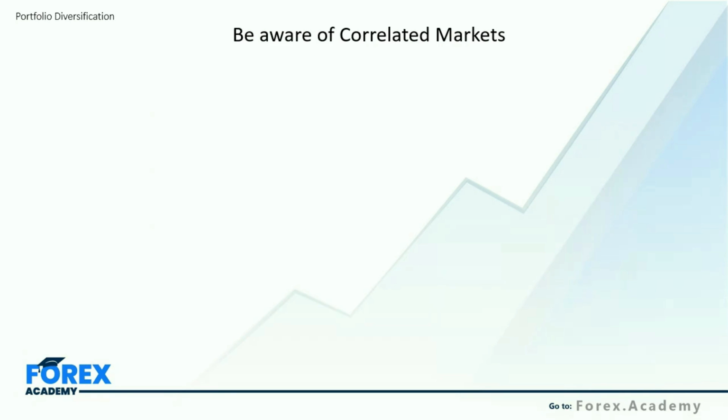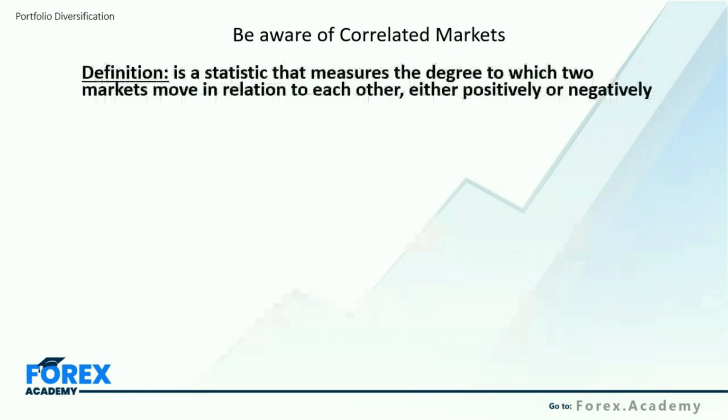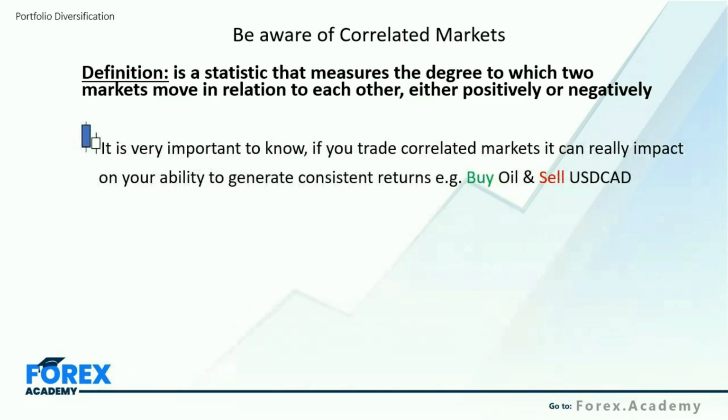Okay, another point to be aware of is correlated markets. The principles of correlated markets work hand in hand with diversification. Just to define, it's a statistic that measures the degree to which 2 markets move in relation to each other. This can be either positively, they can move in a positive manner, or they can move negatively as well. It's very important to know, if you trade correlated markets, it can really impact your ability to generate consistent returns.